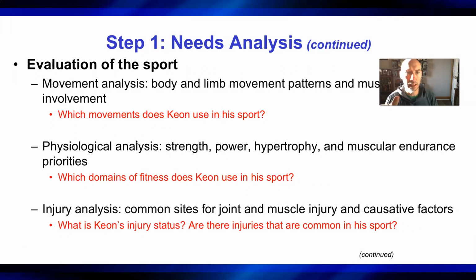So with the evaluation of a sport, the first thing that we're going to want to do is the movement analysis. Okay, so the movement analysis is going to ask us again to consider what movements or limb patterns are important for basketball. Obviously jumping is important for basketball.